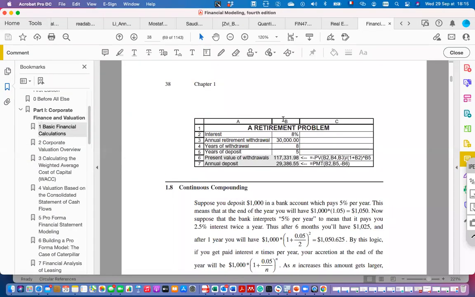So this is the retirement problem. We have to use the PV function for the withdrawals and the PMT function for the annual deposits. First you have to identify the inputs: the interest, the annual withdrawals, the years of withdrawals, and the years of deposit. The unknown variable is the annual deposit. I'll show you now how to find the unknown annual deposit using these formulas.